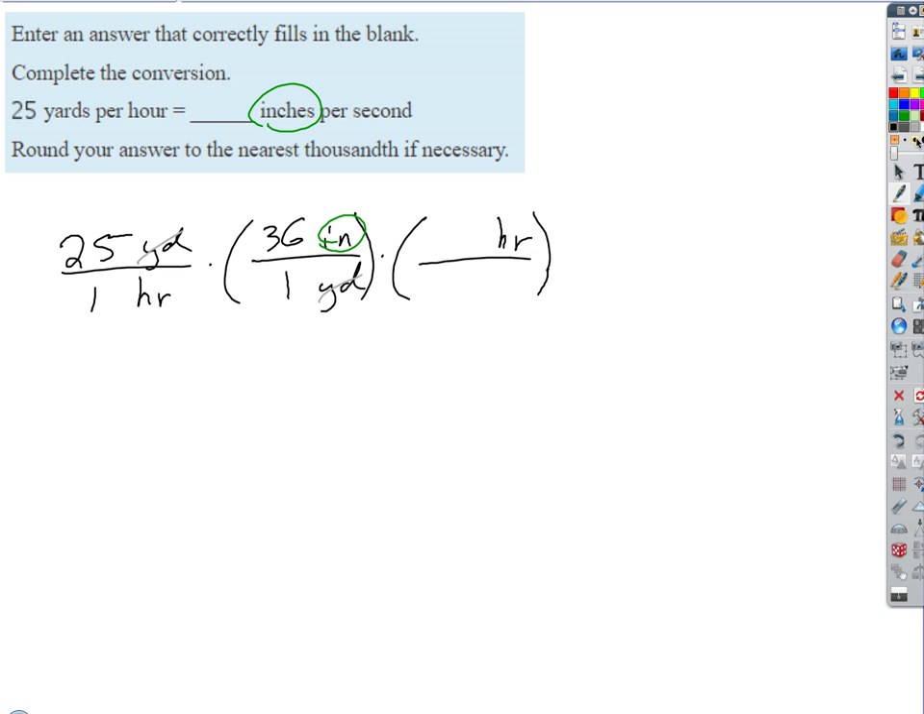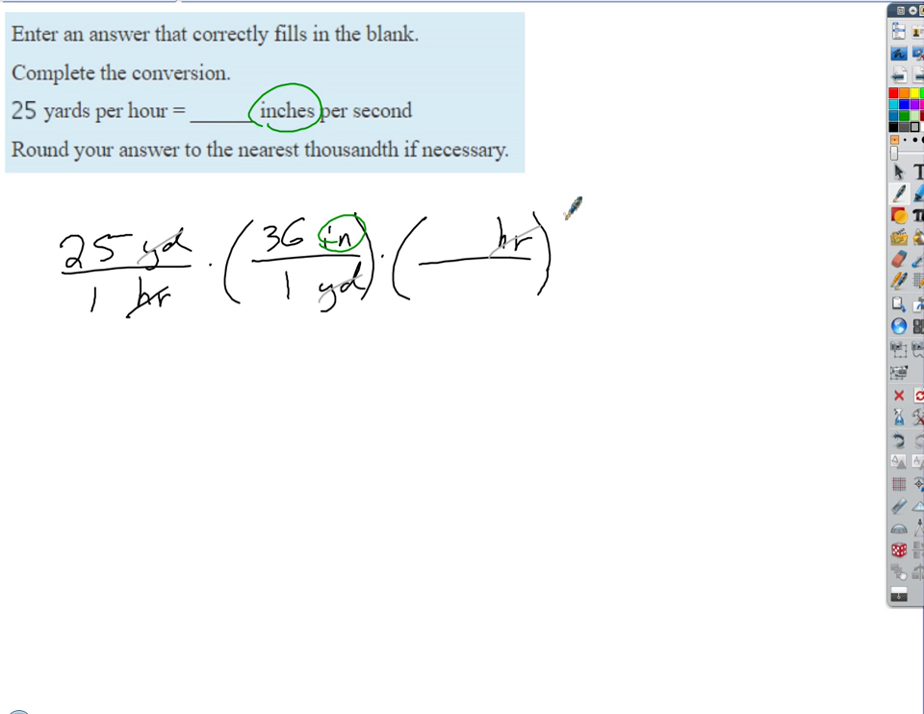So the hours will cancel, but then I need another unit of time on the bottom. Well, the one I want is seconds. Maybe you don't remember how many seconds are in an hour though, so let's do this in 2 parts. I could go from hours to minutes to seconds, right?